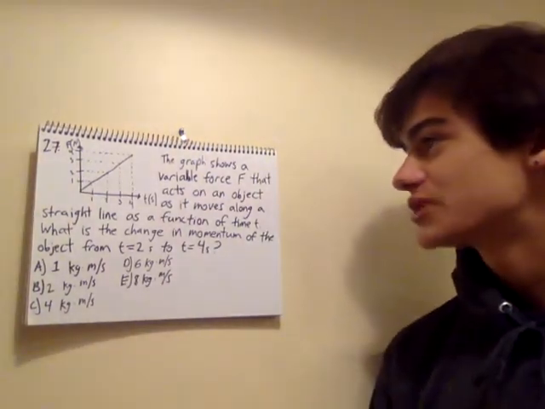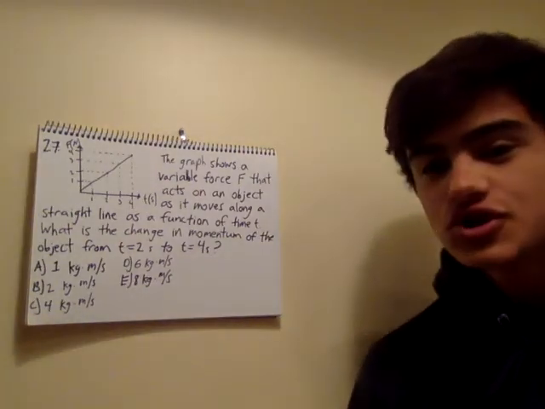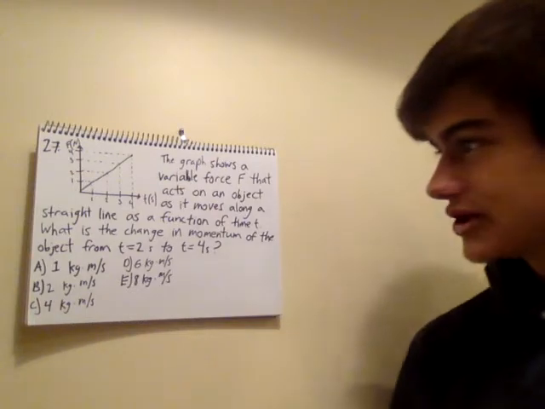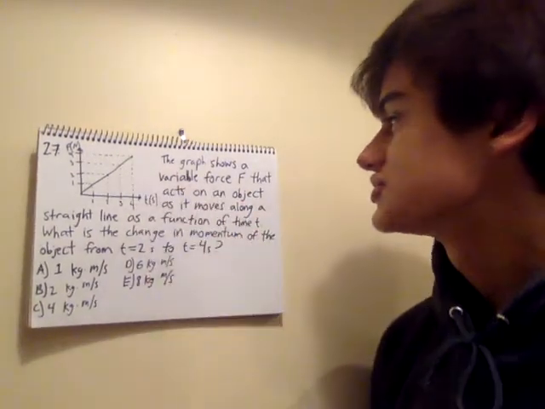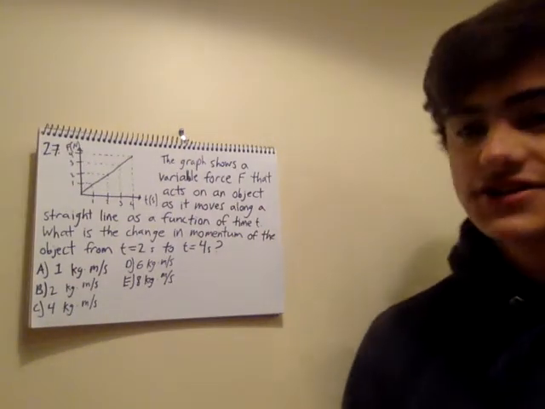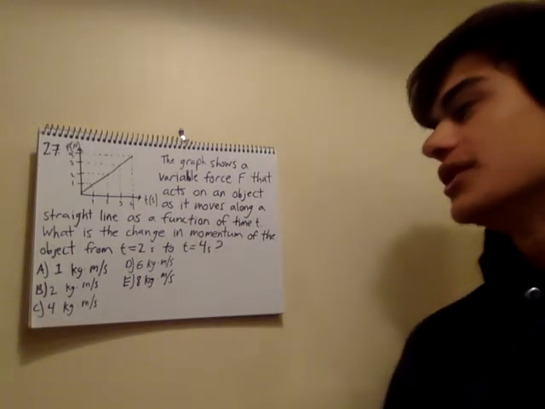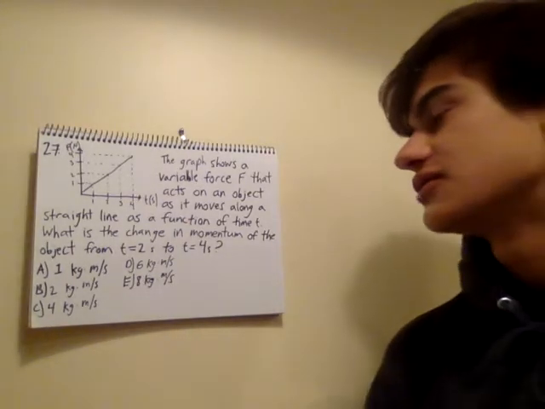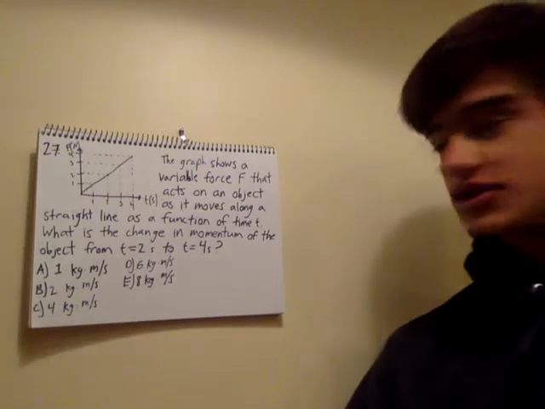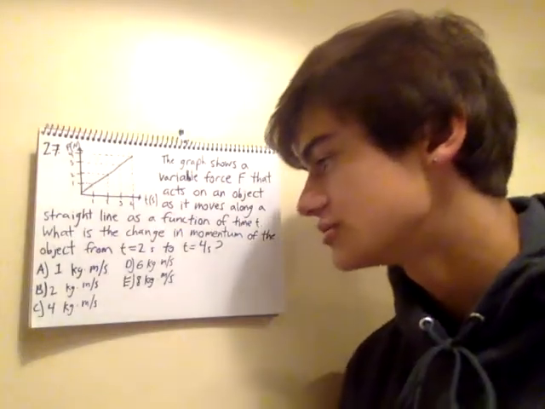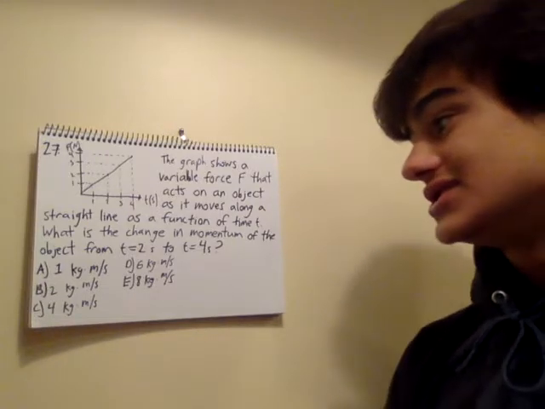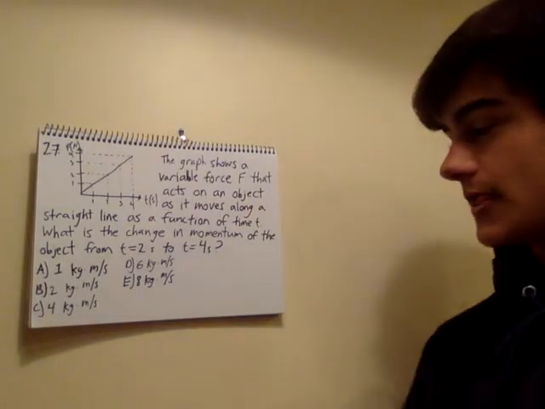This is problem 27 in my series of 35 videos, one for each question in an AP Physics C Mechanics multiple choice test. Let's jump right in. The graph shows a variable force F that acts on an object as it moves along a straight line as a function of time t. What is the change in momentum of the object from t equals 2 seconds to t equals 4 seconds? The options are A, 1 kilogram meter per second, B, 2 kilogram meters per second, C, 4, D, 6, and E, 8. So let's look at this problem.